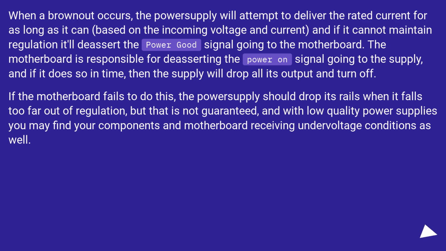When a brownout occurs, the power supply will attempt to deliver the rated current for as long as it can, based on the incoming voltage and current, and if it cannot maintain regulation, it'll deassert the power good signal going to the motherboard. The motherboard is responsible for deasserting the power on signal going to the supply, and if it does so in time, then the supply will drop all its output and turn off. If the motherboard fails to do this, the power supply should drop its rails when it falls too far out of regulation, but that is not guaranteed, and with low-quality power supplies you may find your components and motherboard receiving undervoltage conditions as well.